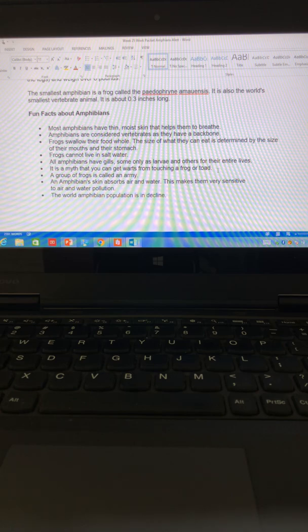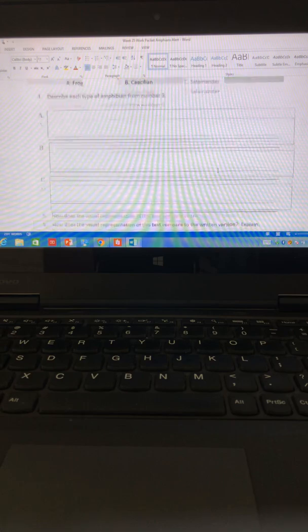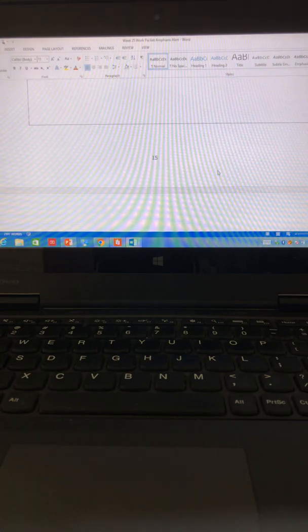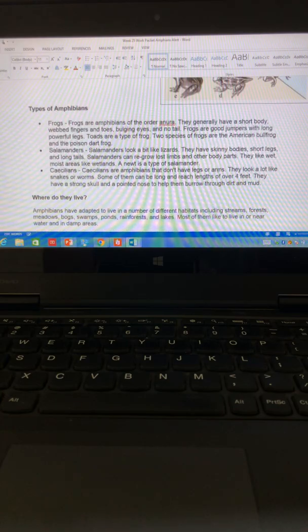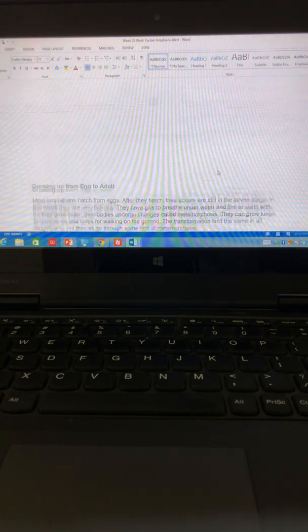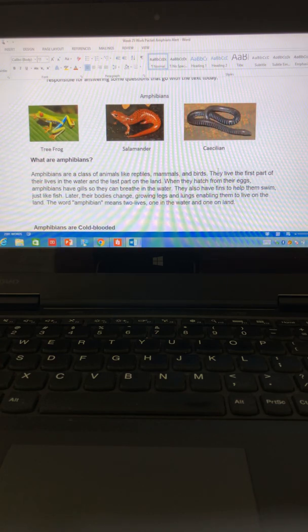Fun facts about amphibians. And then there's some questions you're going to need to make sure you answer for your assignments today. Once you finish those 5 questions, you have completely finished the assignments for today. Now that we just went through the text looking at the important parts of it, now I'd like to take time to read the text with you.